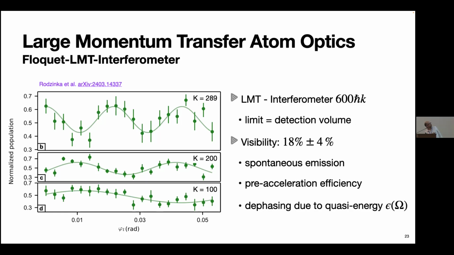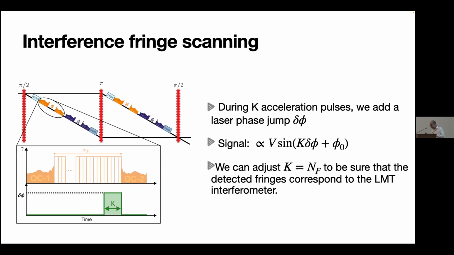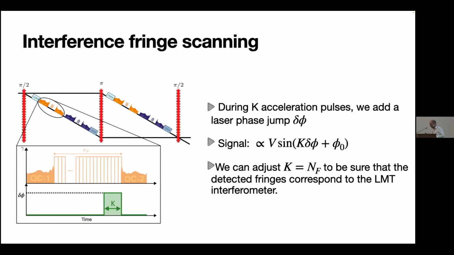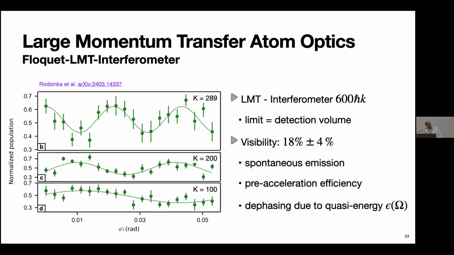In that case, the oscillation corresponds to the maximum period, when k is equal to N_F. Then we change k, and we found that the visibility is similar to this number. So we think that this 18% is limited by spontaneous emission. We also evaluated that the pre-acceleration here is not as efficient as the Floquet accelerations, and that also limits the visibility.